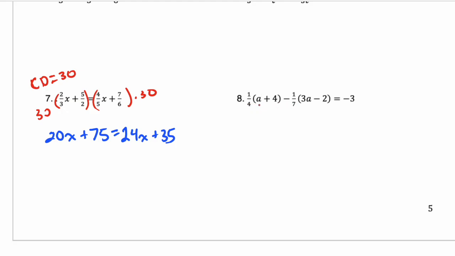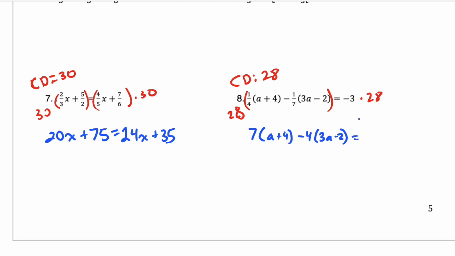We have two denominators, 4 and 7. The common denominator is just the product of those two, which is 28. So let's multiply everything by 28 and see what happens. Over here, 28 times a quarter is just 7. So you're going to have 7 times 8 plus 4. 28 times 1/7 is 4. So the fractions are gone, and there are many more steps after that, but the fractions are gone. That's how you clear fractions, and next time we'll actually solve them.